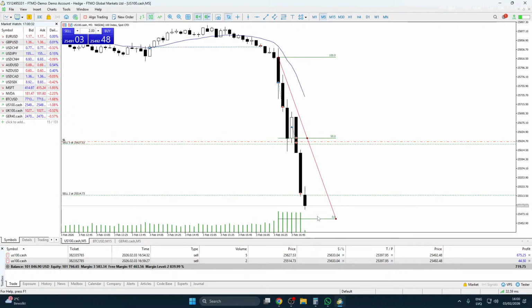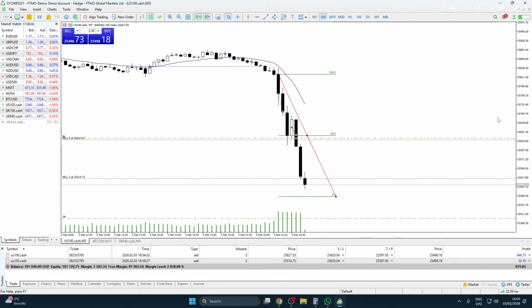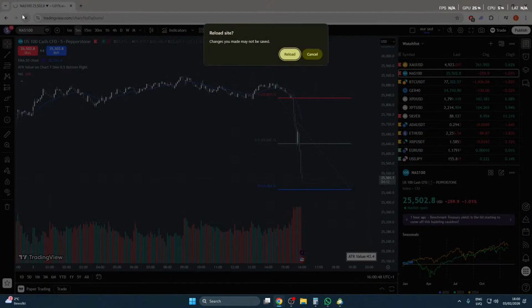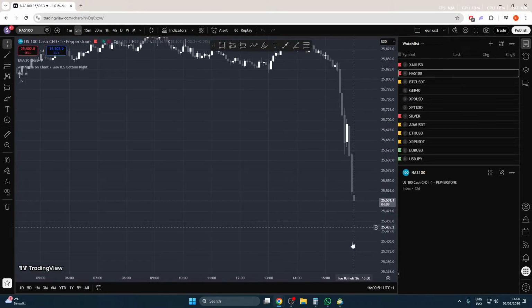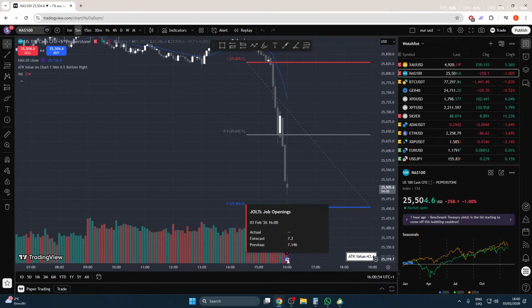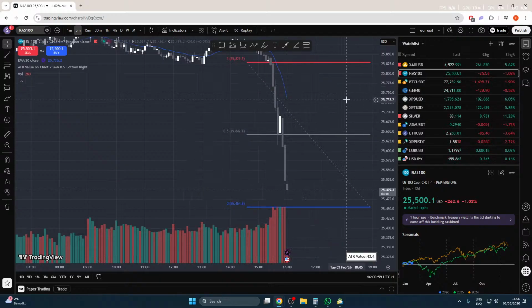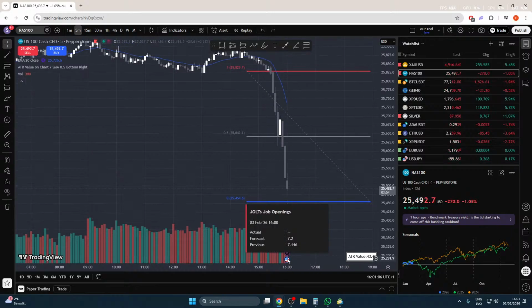Okay, this is the first target. Basically, a measured move from here to here. So you measure it from the breakout. What did the job opening say? It hasn't updated yet, at least not on TradingView. I don't really care. That's not how I trade. I trade price action mostly. Obviously, it's good to look at it.